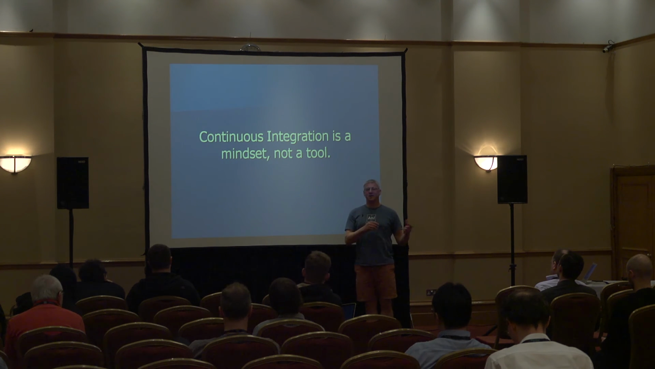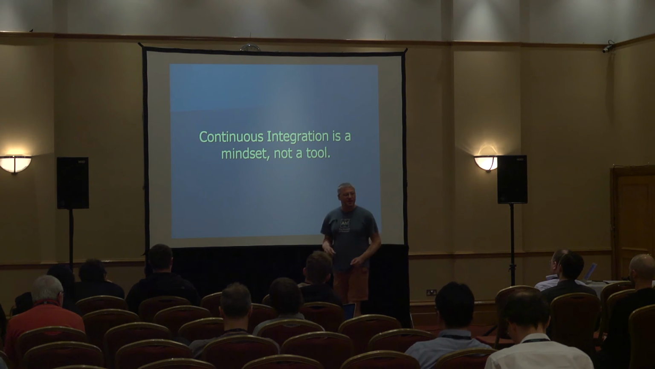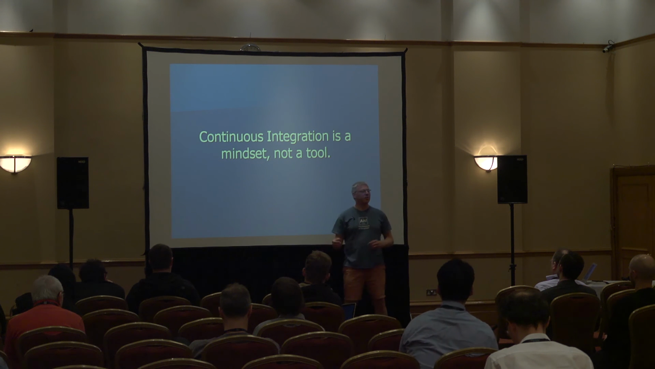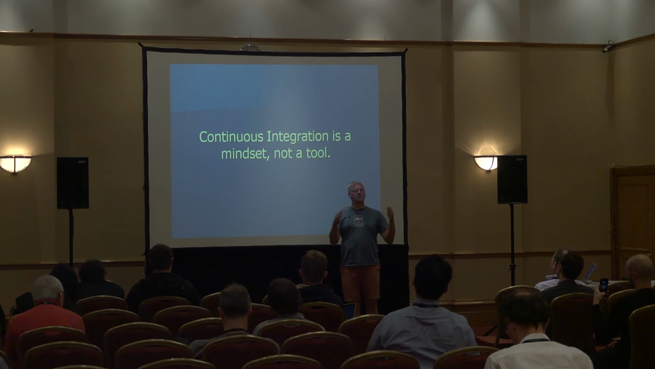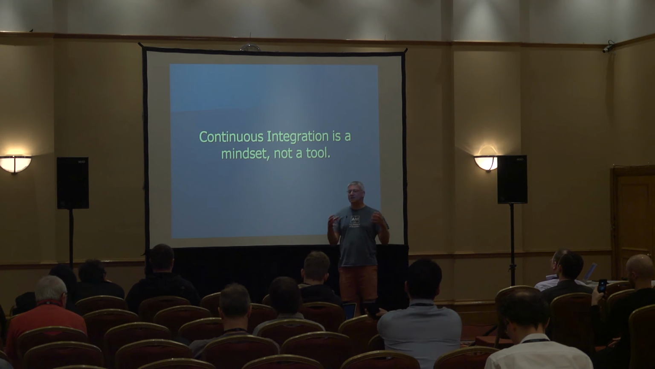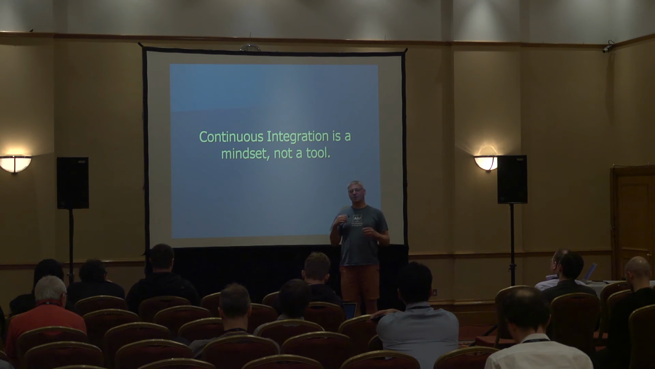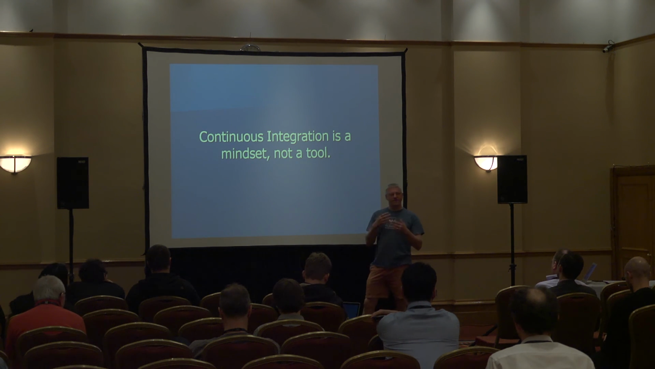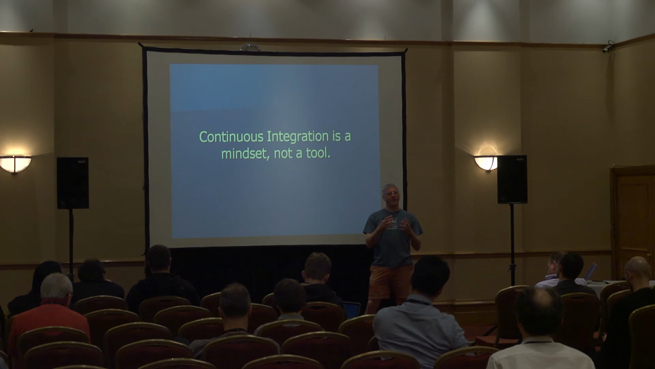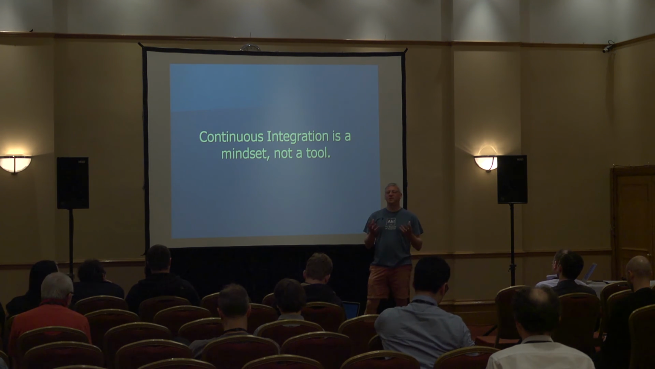So again, I've seen a place where they run a big Jenkins server, but they commit their code onto separate feature branches, and the Jenkins CI server builds and runs those branches, but the code actually isn't integrated until right at the very end, 3 months later. That's not continuous integration, that's just using Jenkins to build code.